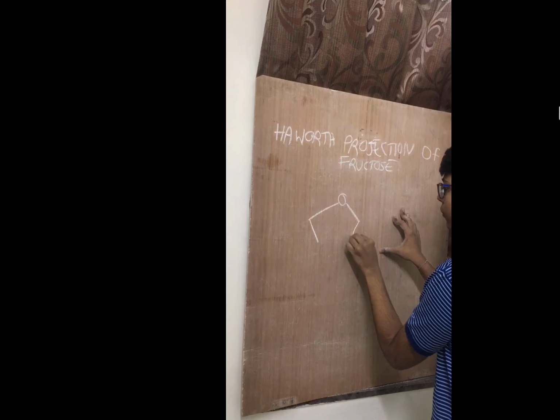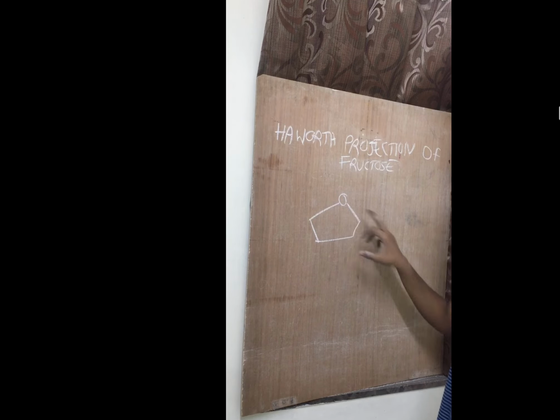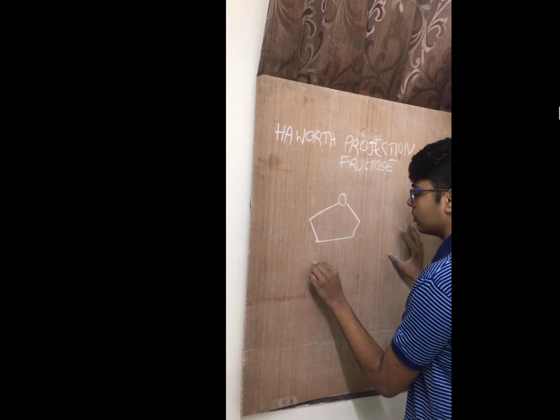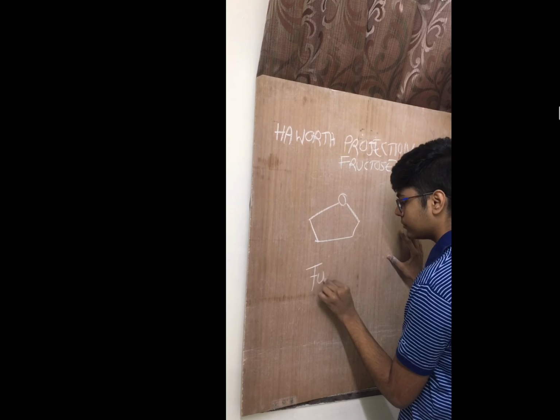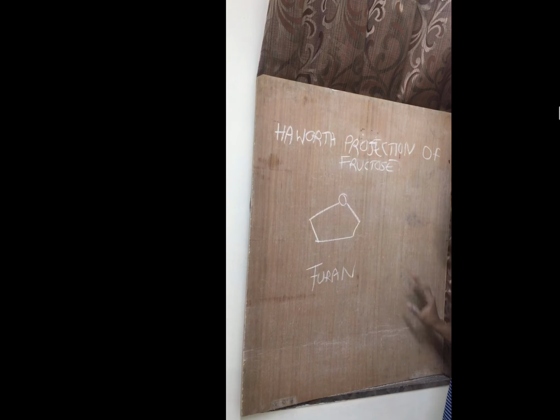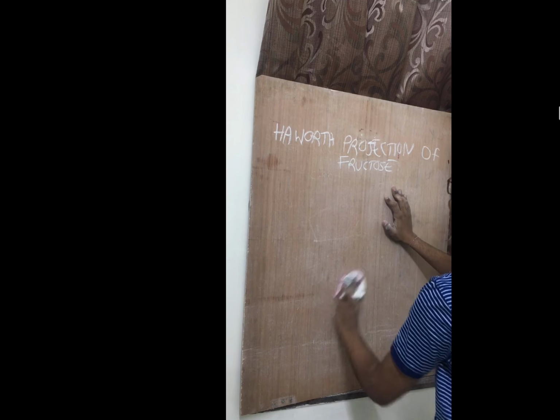The Haworth projection of fructose is derived from a 4 carbon and an oxygen, that is a 5-membered ring-like structure, that is furan. This is the structure of furan. You can remember a cherry on a cupcake, right? It looks similar to the cherry on a cupcake. So let's draw our desired structure, that is the structure of fructose.